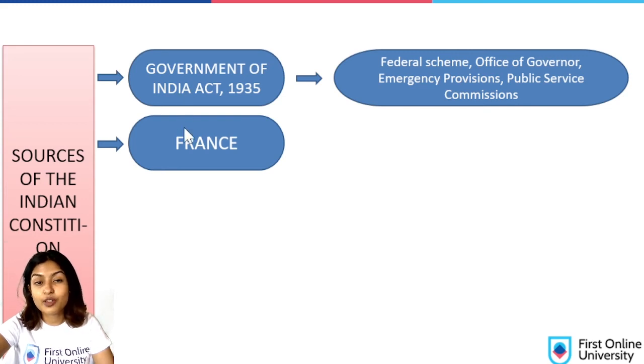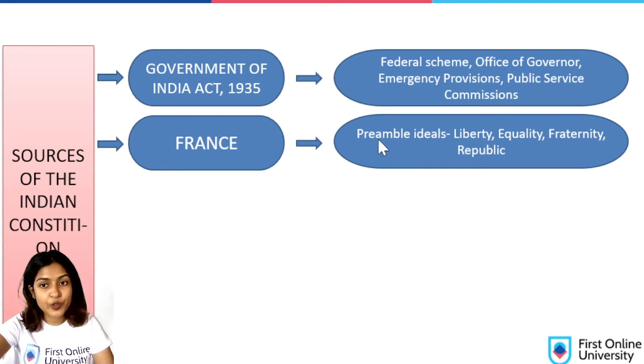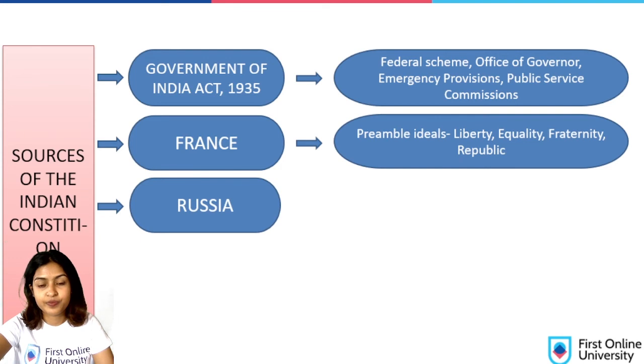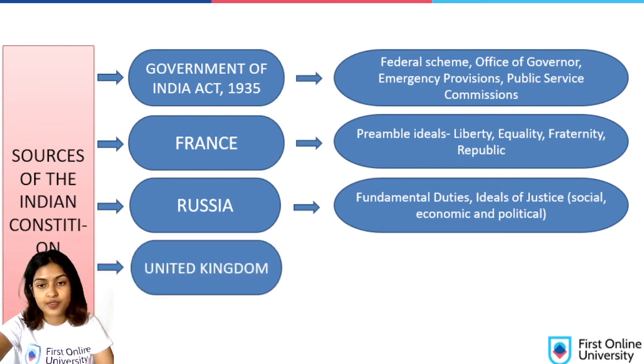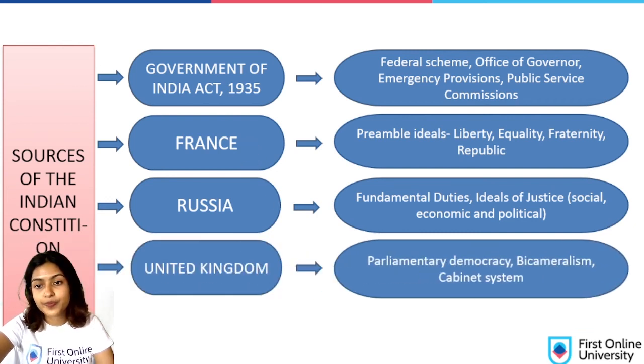Next, let's see what was taken from the Constitution of France. Remember I told you that there's a document called the preamble in the Constitution that's also the heart and soul of the Constitution. So under the preamble, ideals like liberty, equality, fraternity and republic were taken from the French Constitution. Then we have Russia. Fundamental duties, ideals of justice that is mentioned in the preamble were taken from the Russian Constitution. Then let's see what was taken from UK. Parliamentary democracy, bicameralism and the cabinet system was taken.